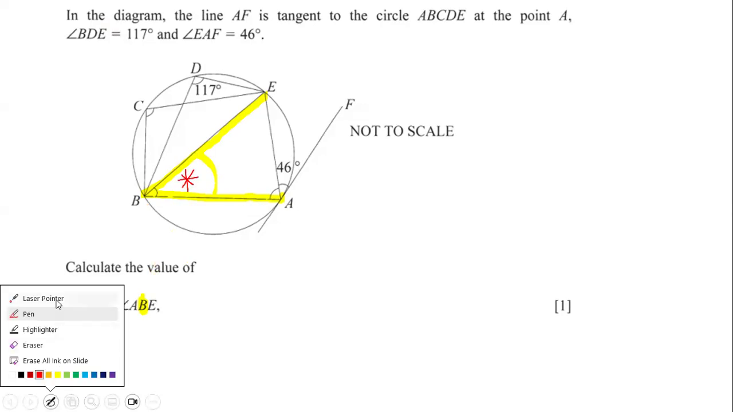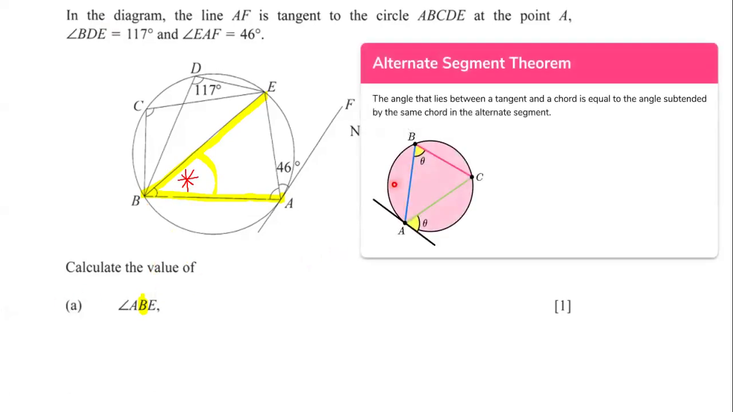Now, in order to figure out the size of angle ABE, we're going to use the alternate segment theorem. The alternate segment theorem says that the angle that lies between a tangent and a chord is equal to the angle subtended by the same chord in the alternate segment. Now, what does that mean? Notice that we have this angle here, theta, and it is between the chord and the tangent. And they're telling us that this angle, theta, is going to be equal to this angle that is subtended by the same chord in green. And we know that this angle is subtended by this chord because the legs of this angle rest on this green chord, okay?